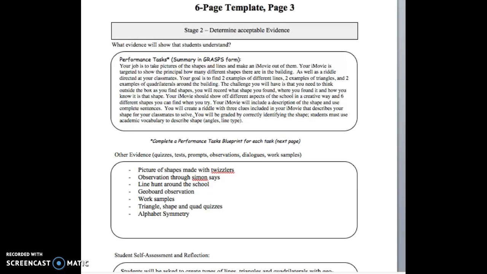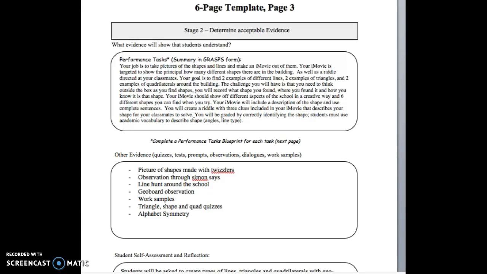It says your job is to take pictures of shapes and lines and make an iMovie out of them. Your iMovie is targeted to show the principal how many different shapes there are in the building, as well as a riddle directed at your classmates. Your goal is to find 2 examples of different lines, 2 examples of triangles, and 2 examples of quadrilaterals around the building. The challenge you will have is that you need to think outside the box as you find shapes. You will record what shapes you found, where you found it, and how you know it is that shape.